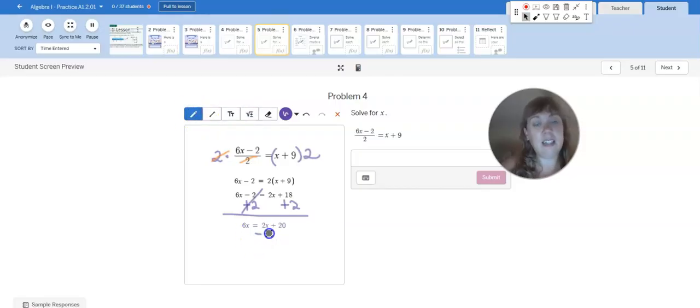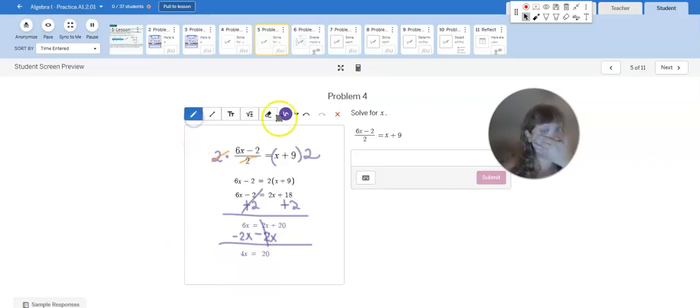Now let's get our x's together. So we're going to subtract this 2x from both sides so we have our x terms on the same side. 6x minus 2x is 4x. 2x minus 2x cancels to 0. And then we bring down that 20.